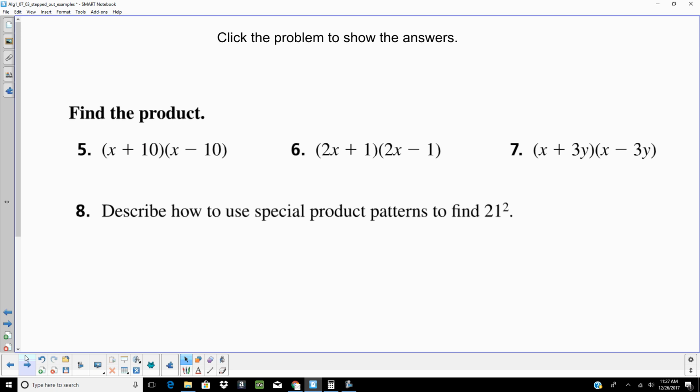All right, take a second. Let's just do 5 through 7 on your own. And if you want to challenge yourself, think about number 8. Hit pause. When you're ready, hit pause again.